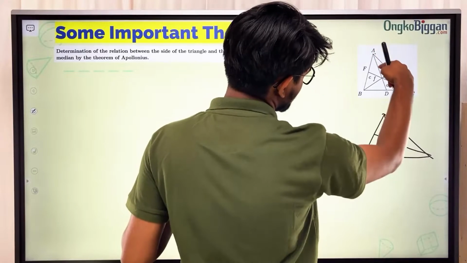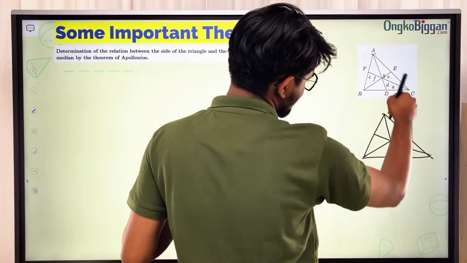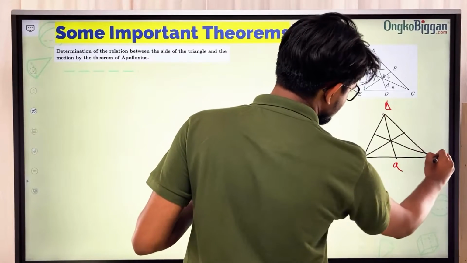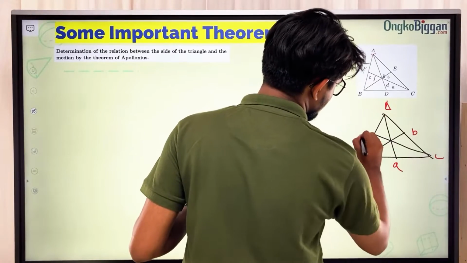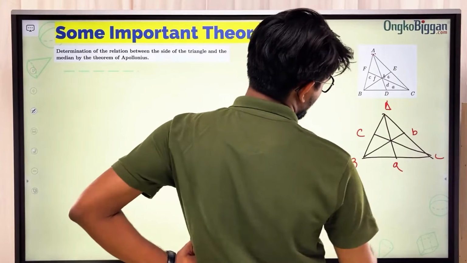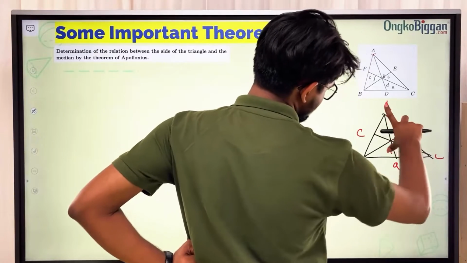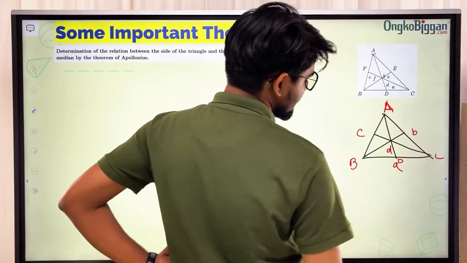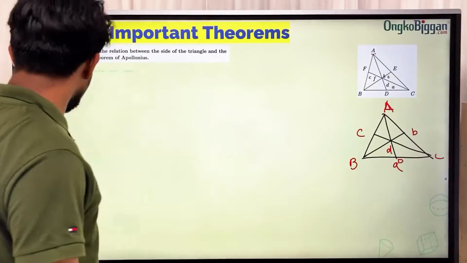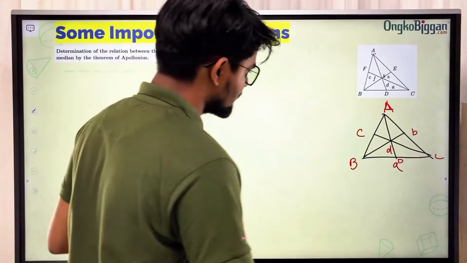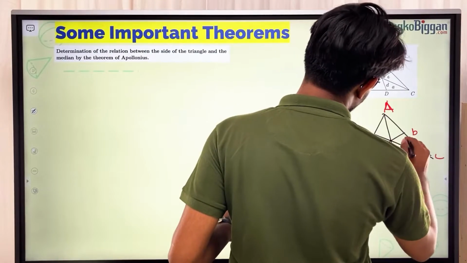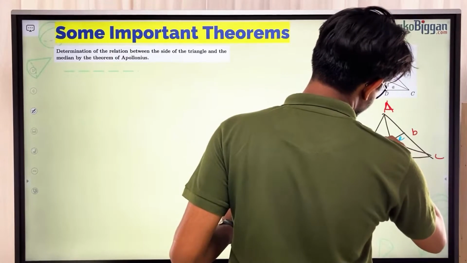Now the sides are: the opposite side of vertex A is a. So a, b, c. So b is this, c is this, and this thing, that is AD. This is AD. So AD is d. Let me use a different ink. So this is d. Which one is E? So this is e and this is f.